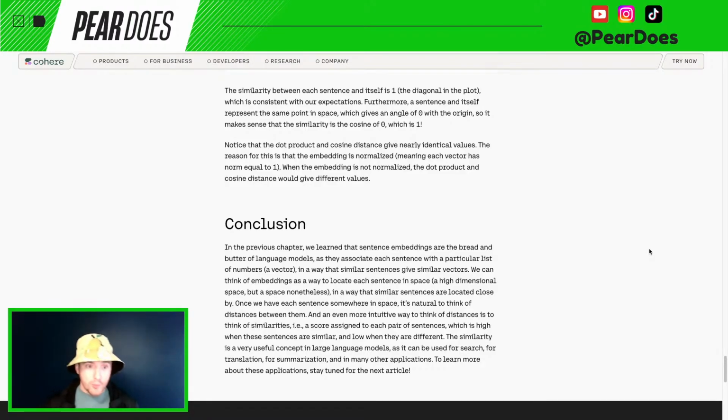Conclusion. In the previous chapter, we learned that sentence embeddings are the bread and butter of language models, as they associate each sentence with a particular list of numbers, a vector, in a way that similar sentences give similar vectors.